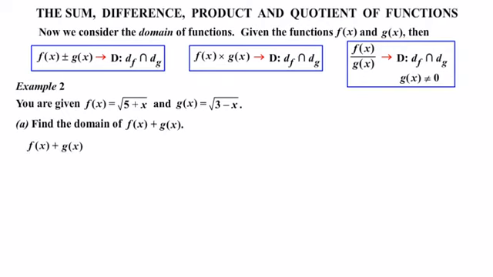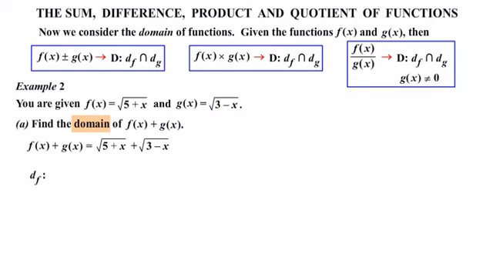Well, let's just write out that function first of all, our f(x) plus g(x). So f(x) there is our square root of 5 plus x, and then we're going to add to that our second function g(x), which is that square root of 3 minus x. Now we need to find the domain of that function. Well, it's pretty tricky to do it in one go, so we're going to use the result from up above.